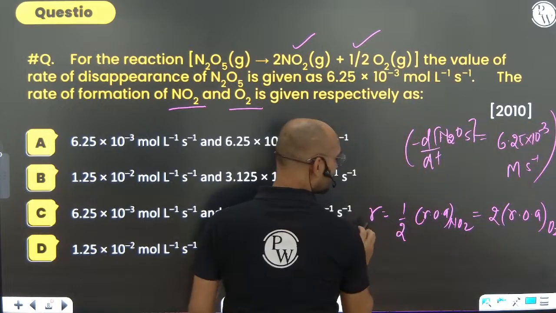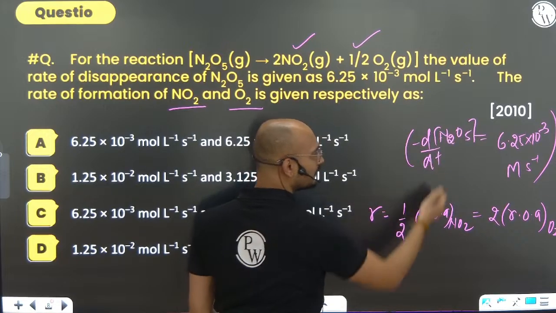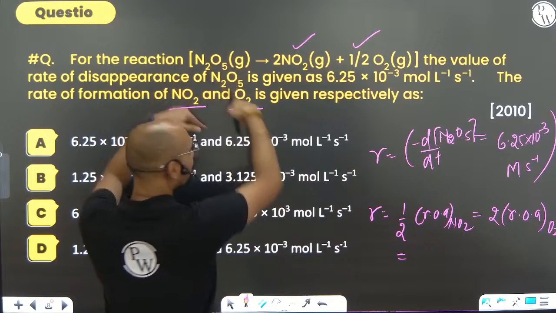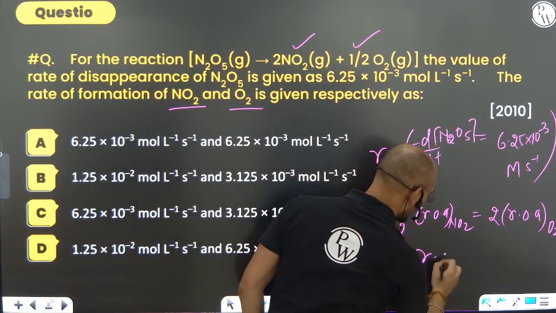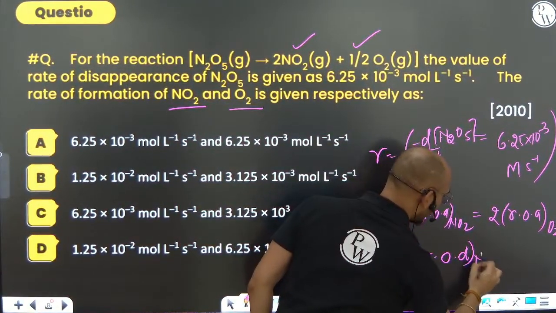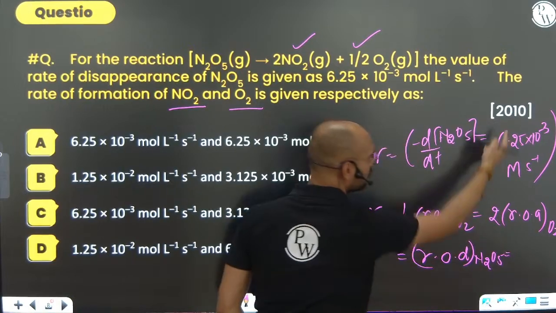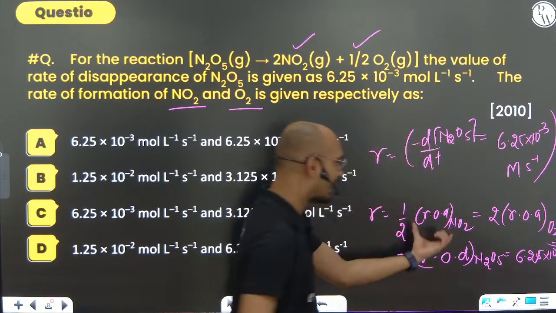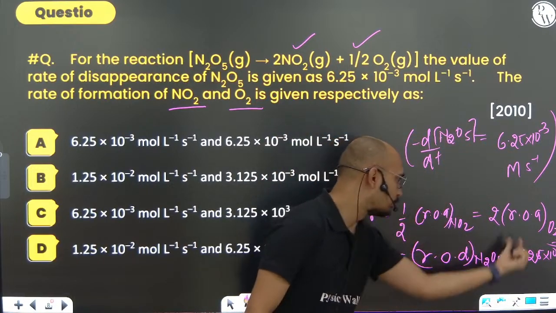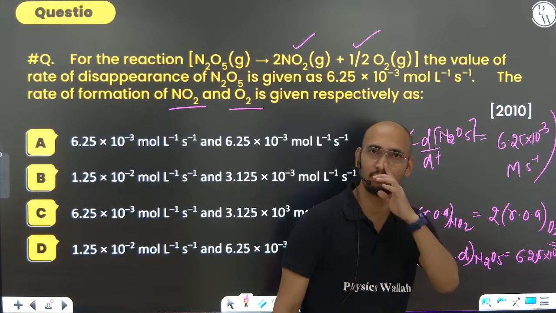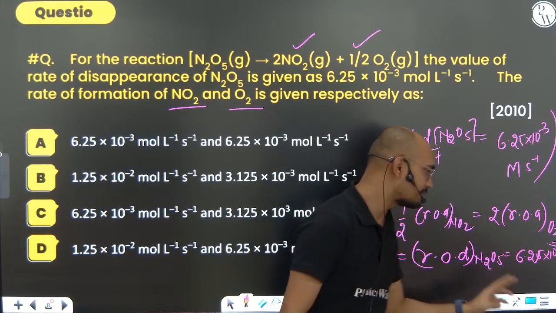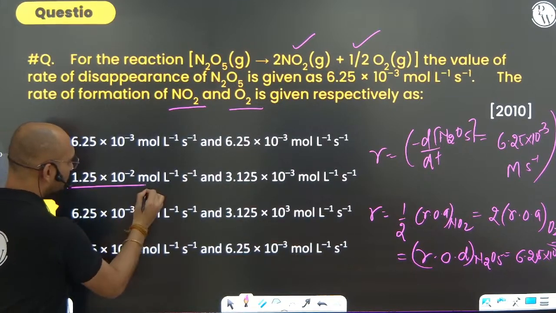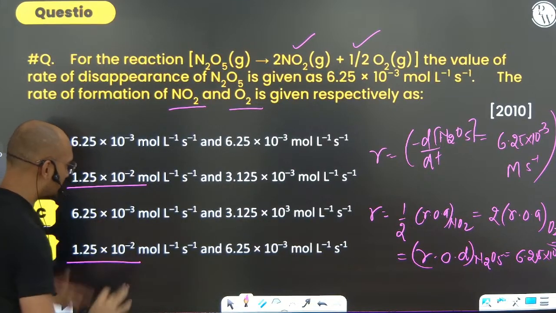It is equal to the rate. Now look at this, write it in this form. It is nothing but rate equals 1 by 1, which is 1, times the rate of disappearance of N2O5, and the rate of disappearance of N2O5 is given as 6.25 into 10 to the power minus 3. I hope you can see the rate of appearance will be equal to 2 times 6.25. 2 times 6.25 will become 12.5 into 10 to the power minus 3, but it is given in 10 to the power minus 2 form. So 1.25 into this. Only these two options are possible, either this or that.